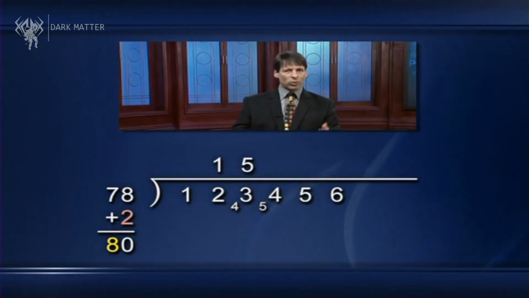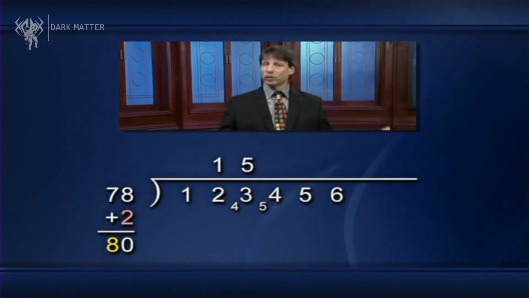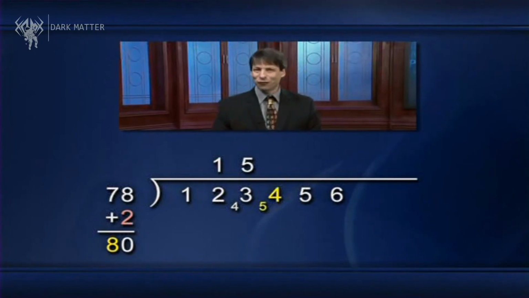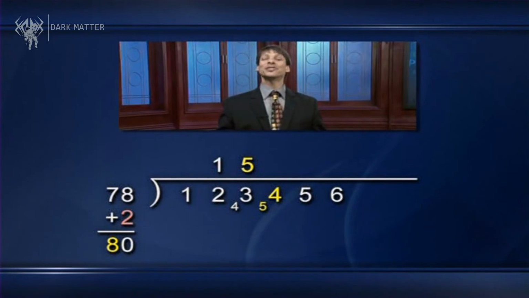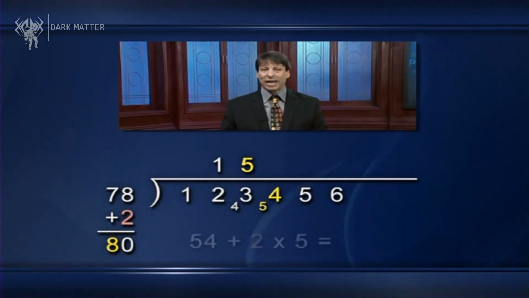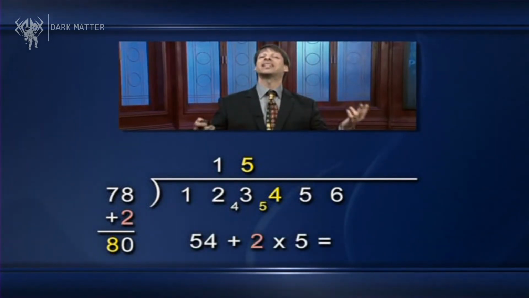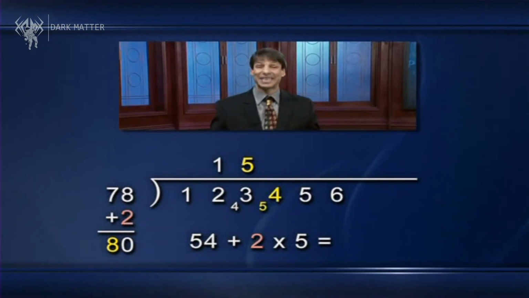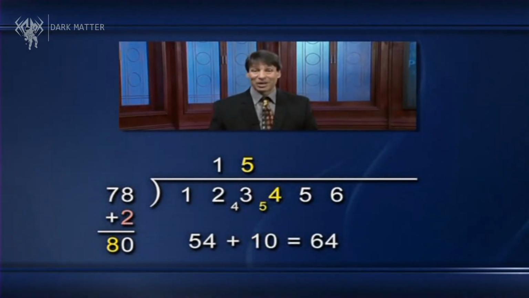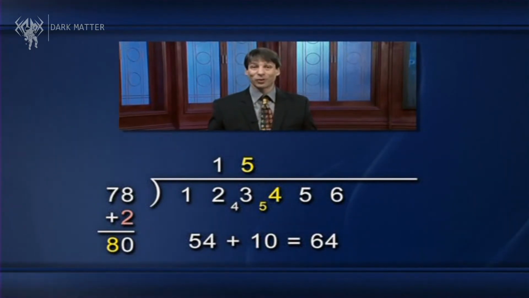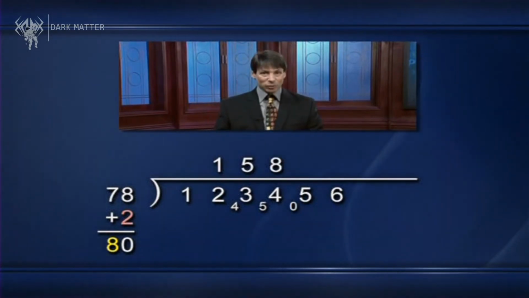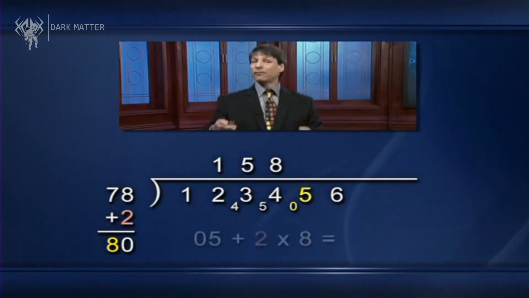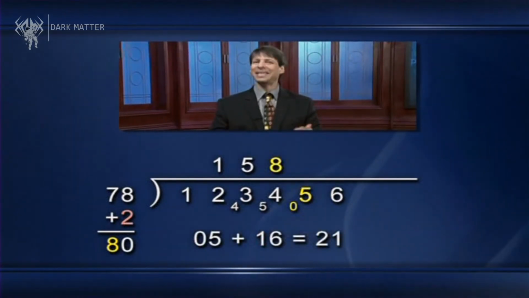Okay, next step, we do 8 into, not 50. If we were doing short division, we would do 8 into 54. If we were dividing by 79, we do 8 into 54 plus 5. But since we're dividing by 78, we do 8 into 54 plus twice 5, 54 plus 10, which is 64. And how many times does 8 go into 64? 8 times with a remainder of 0. So the 8 goes up and the 0 goes down. Next we do 8 into what? Into 5 plus 16, twice 8.